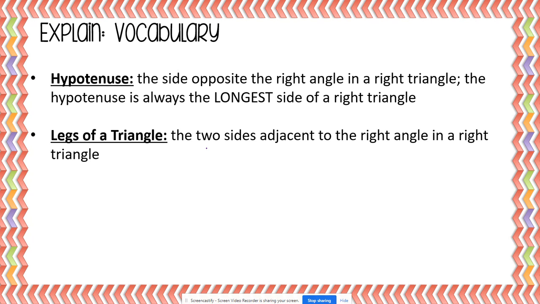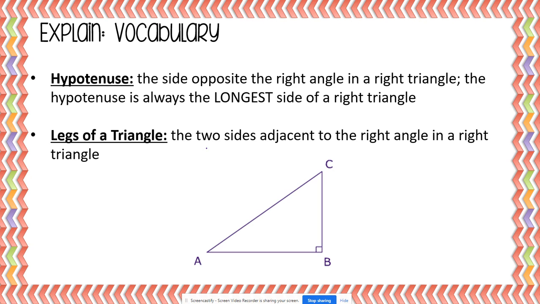Before we get started, let's review our key vocabulary. The hypotenuse is the side that is opposite the right angle in a right triangle. That number is always the longest side of your right triangle. The legs of a triangle are the two sides that are adjacent to the right angle.